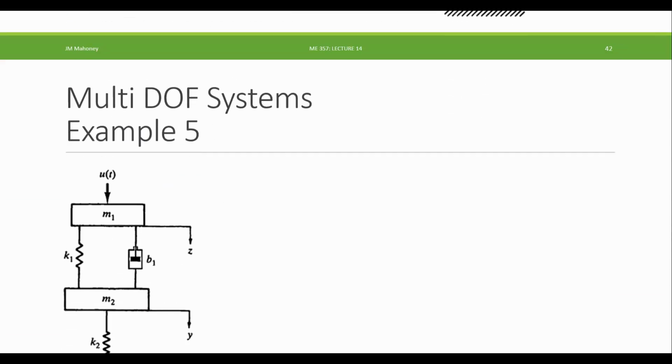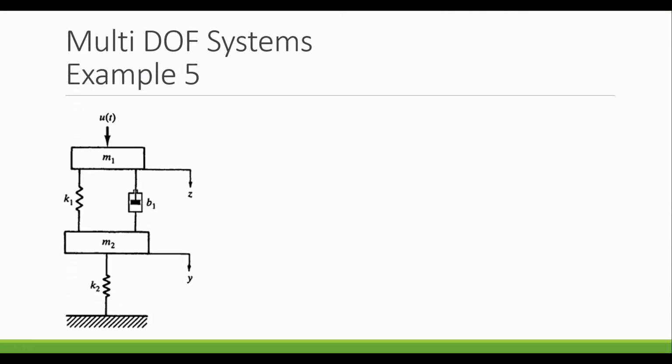So to do that, I'm going to start this in state space form because we've already done this one previously. I'm going to define my states vertically down: z, z dot, y, and y dot. I'm not going to show the equations of motion here. Again, you can refer back to the state space model we made for this system previously. We have a single input in the system, u, that's acting on m1.